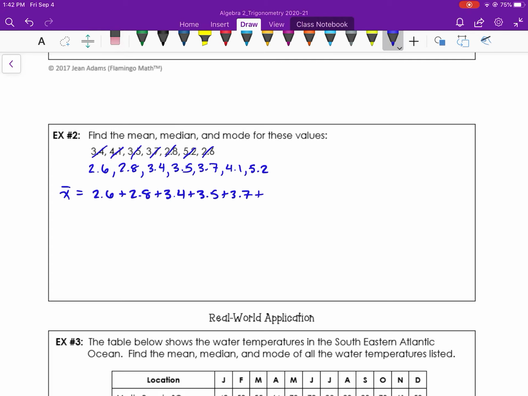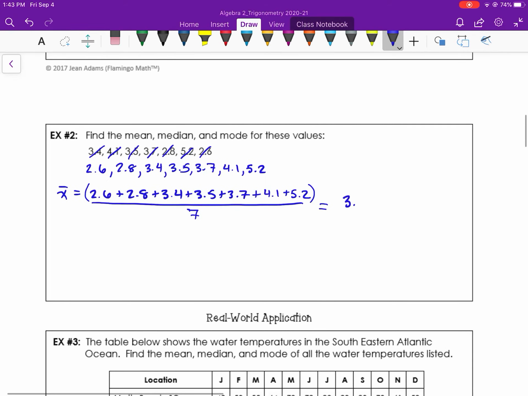Alright, so in a little bit, in my next part of videos, since I can't do all this by hand, I'm going to show you how to do this stuff on Desmos. Alright, but that'll come up in a later video. Alright, so we have 1, 2, 3, 4, 5, 6, 7 numbers, so divide that by 7. Alright, so our average, or our mean, is 3.6.